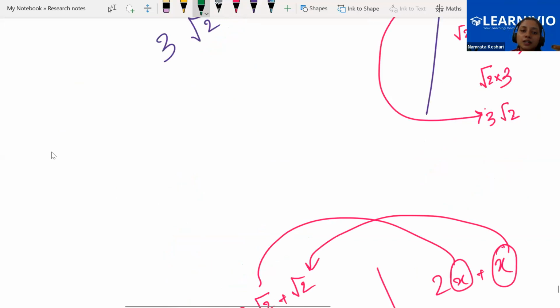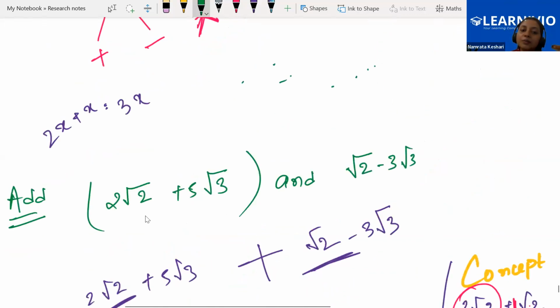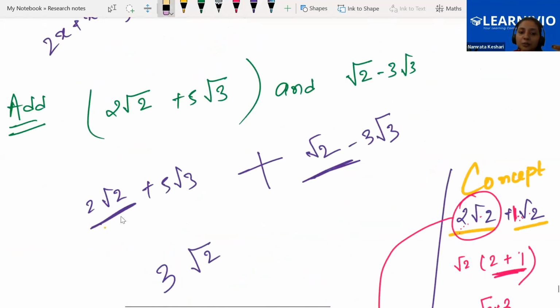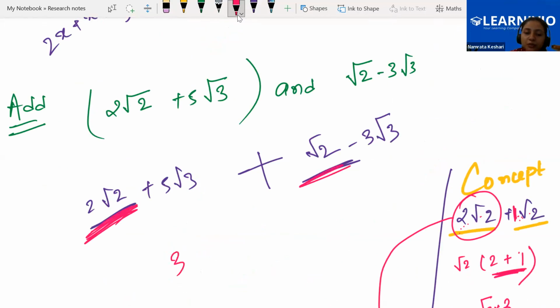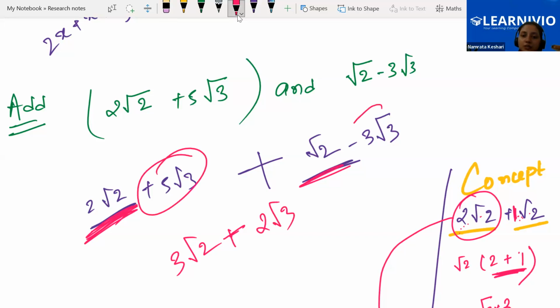So we were discussing the addition part. Now you will be able to tell me the answer. Tell me. 2 √2 plus √2 is 3 √2. Right? Yes or no? Yes, ma'am. 2 √2 plus √2 is 3 √2. And what will be the next term? 5 √3 minus 3 √3 is what? 2. Are you getting, Sara? These are both like terms.